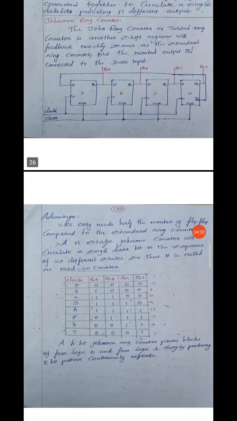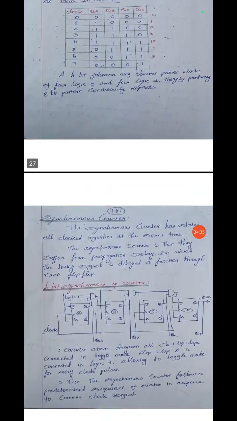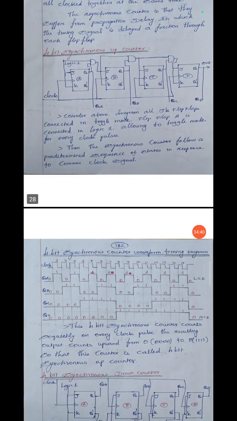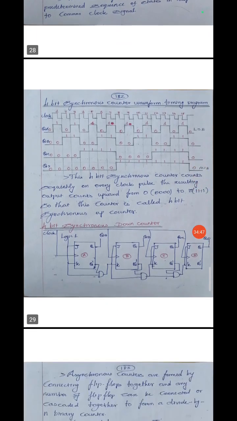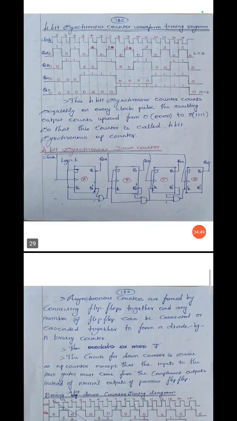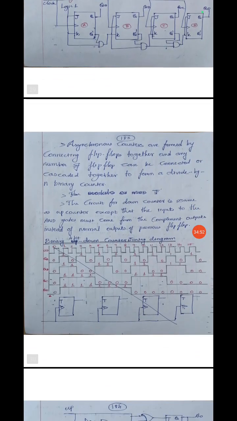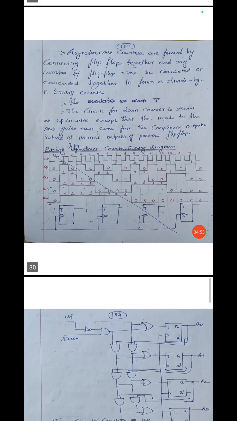It's a Johnson ring counter: truth table, operations. Then the synchronous counter, a 4-bit synchronous up counter. You can draw the truth table or logical diagram, and timing diagram. Then this is a 4-bit down counter: circuit diagram, operation, and the timing diagram.